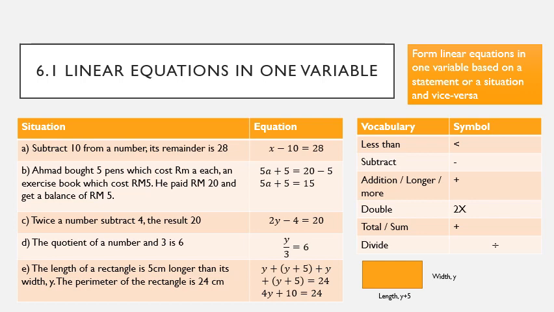So perimeter maksudnya tambah semua keliling tu dapat 24. So bila kita tambah, so we have y plus y plus 5 plus y plus y plus 5. So simplify macam tajuk algebra expression sebelum ni. So sama dengan 24.